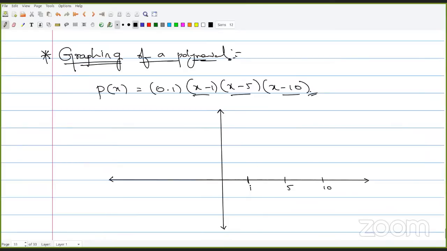Now just plot those roots, and take the leftmost. First we draw the end parts of the graph. End parts means the left side of 1 and the right side of 10. We will try to draw the graph of that, and these are called end behaviors. For that, I will randomly pick one number, maybe 0, and I will just substitute it in this polynomial.